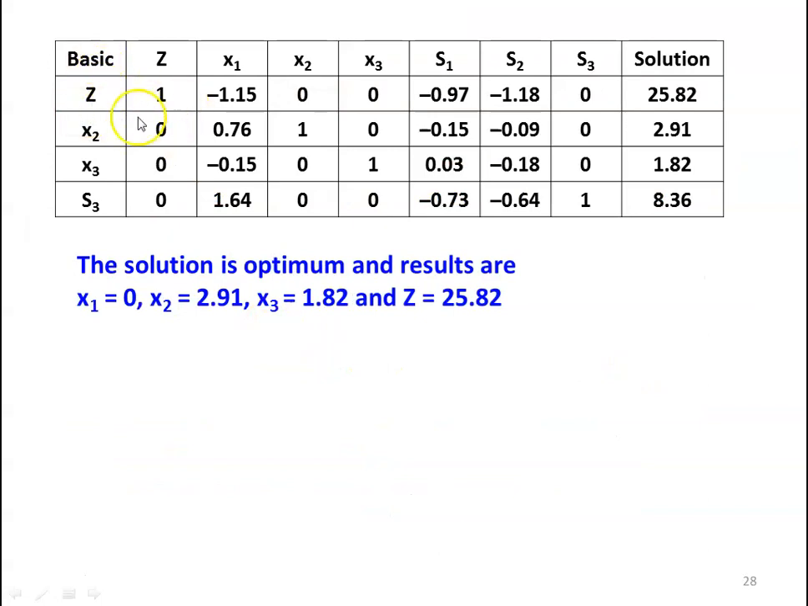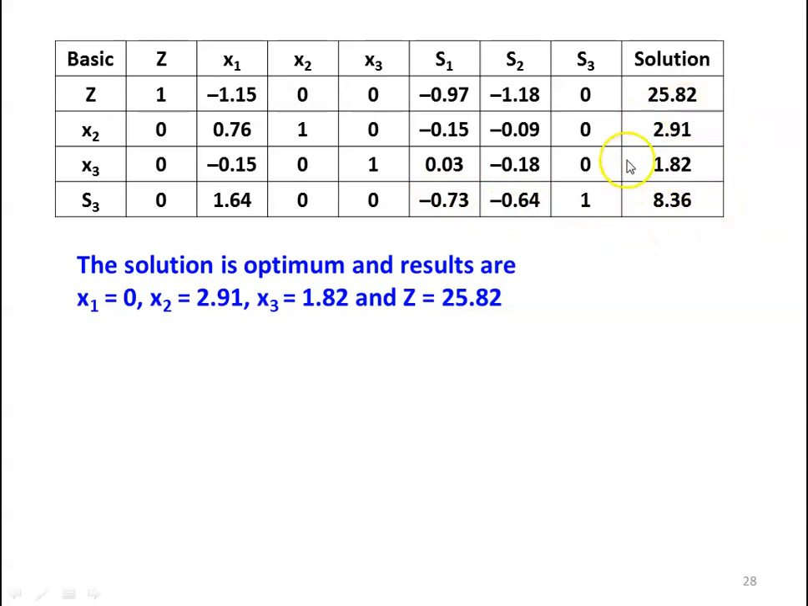So, the Z equation: minus 1.15, 0, 0, minus 0.97, minus 1.18, 0, 25.82. X2 equation: 0.76, 1, 0, minus 0.15, minus 0.09, 0, 2.91. X3 row: minus 0.15, 0, 1, 0.03, minus 0.18, 0, 1.82. And S3 row: 1.64, 0, 0, minus 0.73, minus 0.64, 1, 8.36.